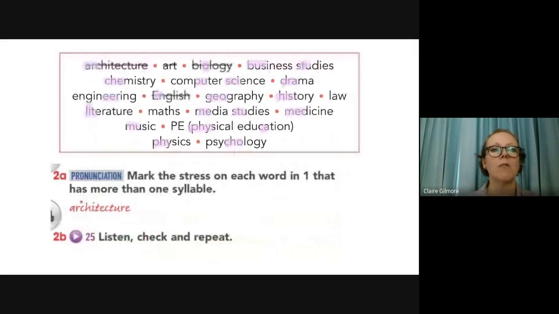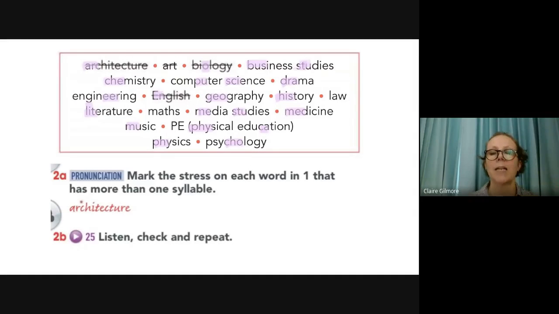Okay, so now we're going to move on to the second exercise, 2A. And we are looking at the stress in each word with words that have more than one syllable. A syllable is basically how many sounds each word has. So syllable has 3 syllables. And with syllable, the stress of the word would be in the SY part. Syllable.